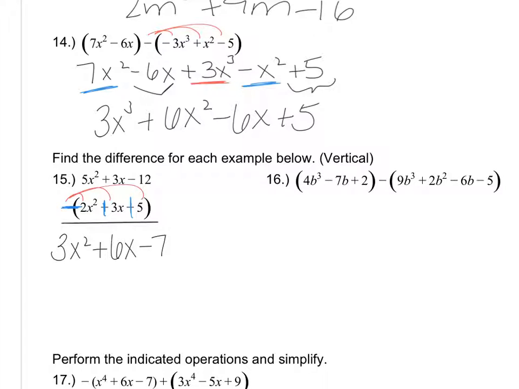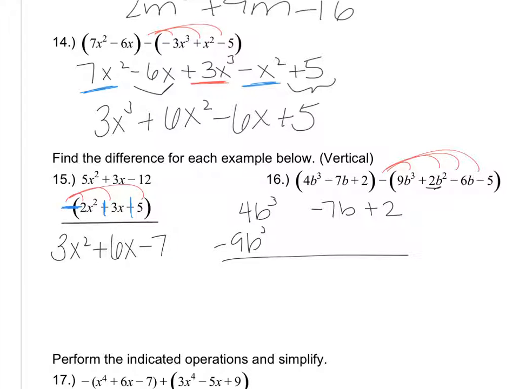Okay? Now remember we said when we're aligning them, we have to make sure that the like terms are together. So when I rewrite number 16 vertically, I'm going to make sure to leave a space for this b squared. So I'm going to kind of skip a spot. And when I write the second part of my problem, I'm going to go ahead and change the signs. So this is a minus b to the third, a minus 2b squared, a plus 6b, and a plus 5.